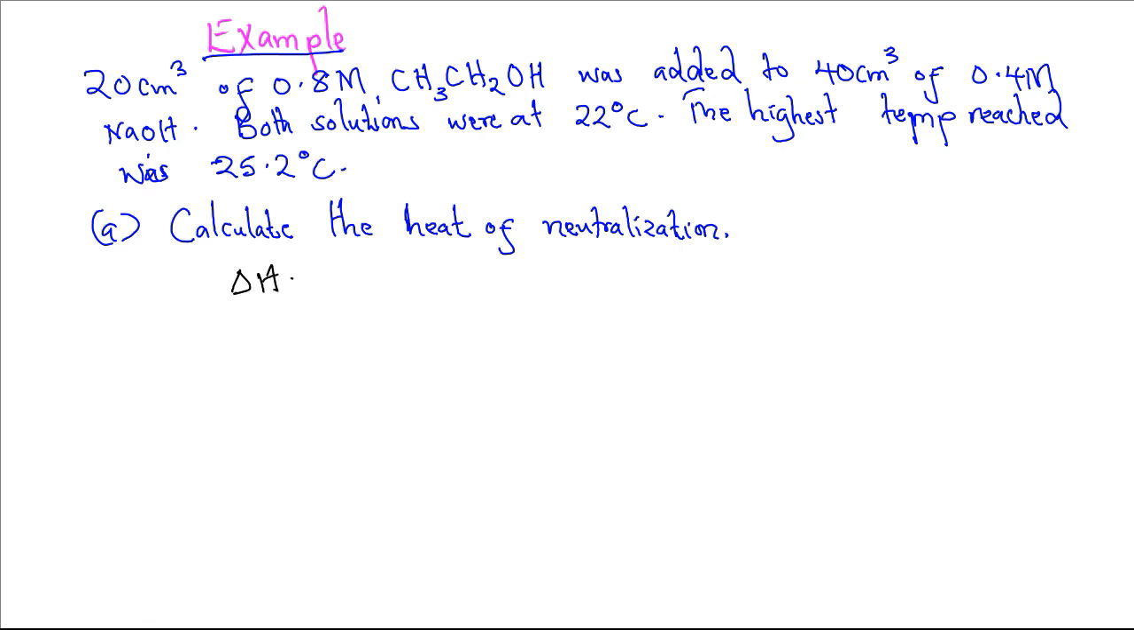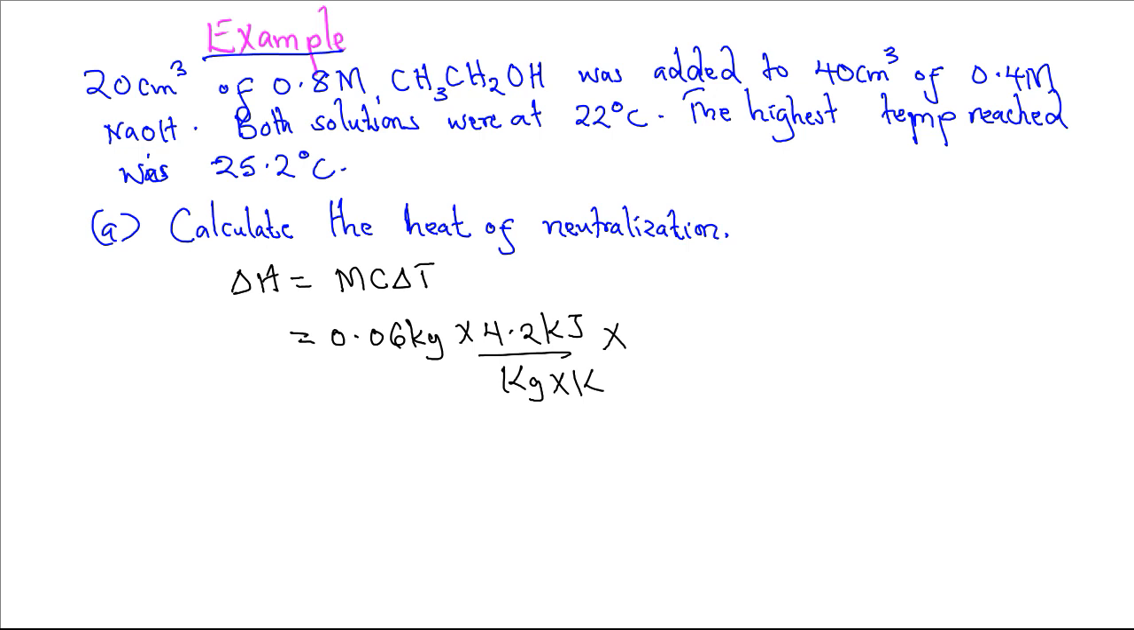So delta H is equal to MC delta T, which is, the total is 60, so that is 0.06 kilogram multiplied by the specific heat capacity, that is 4.2 kilojoule per kilogram per Kelvin. Then the change in temperature is 3.2 Kelvin. Cancel that, that will cancel that, and that gives 0.8064 kilojoule. That is the first part done.